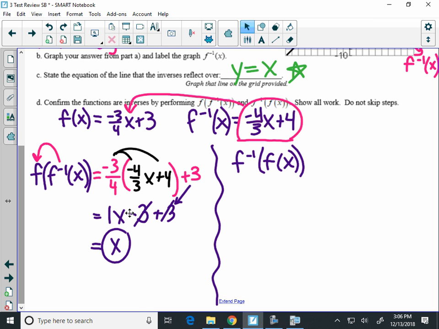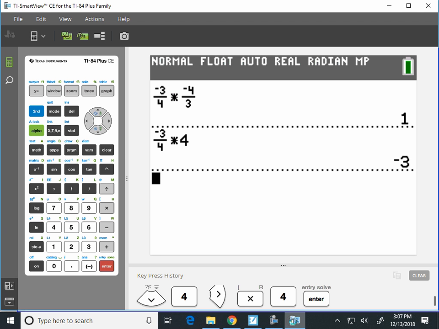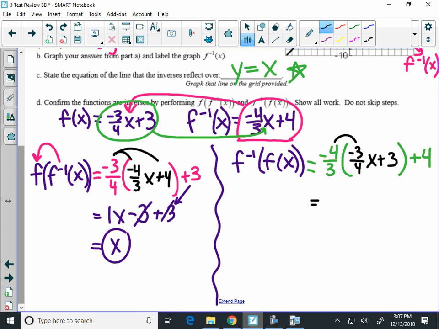Now let's go the other way. Let's verify. Let's put f of x into the equation for the inverse. Okay, so other way now. So we start with negative 4/3. And inside for x, we're going to put in the original function that we started with. We're going to distribute. Now, it's going to save us a little time because we already calculated a minute ago negative 4/3 times negative 3/4. That's up here. And we got 1. So we can skip right to 1x.